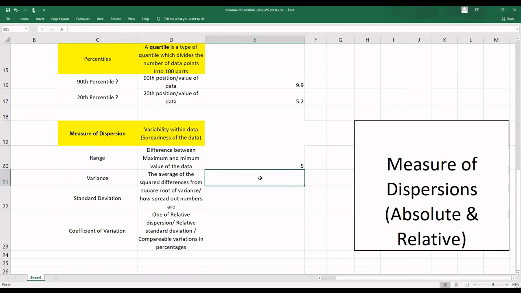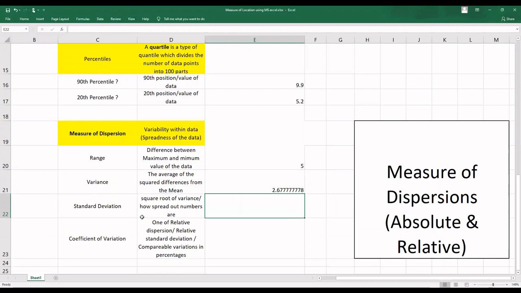So next is variance. The variance function is very easy. If we are going for the sample variance, VAR.S, sample, we are getting the answer for the IQs. The IQ is in the B column, B2 to B11. So you will get the answer of the sample variance. This is 2.6777. The variance concept is the average of the squared differences from the mean. So you can see that.